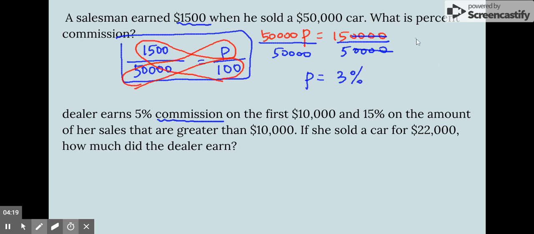Which means that if you sell $100 of any product, every time you sell a $100 product, you are going to get $3, because 3 is 3% of 100, right? This is going to be extra. This is going to be your money.